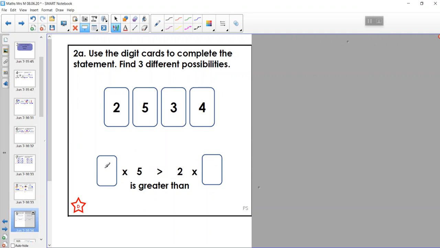So if I put in here the 4 times 5 is 20, and 2 times 3 would be 6. So that would make that right. So that's one option. I could put in here 3 times 5 is 15, and 2 times 4 is 8. So that's still correct.